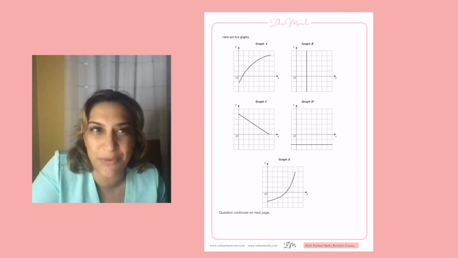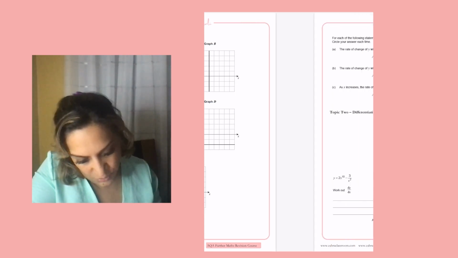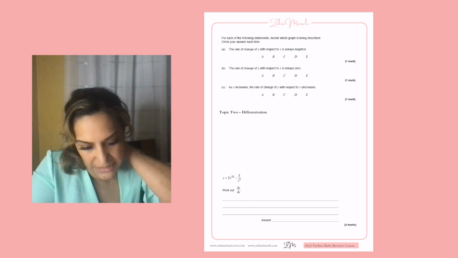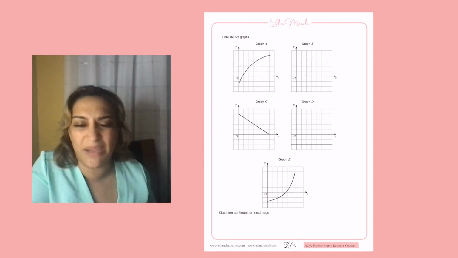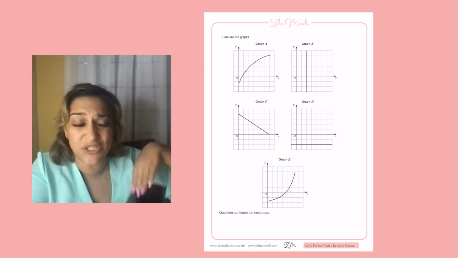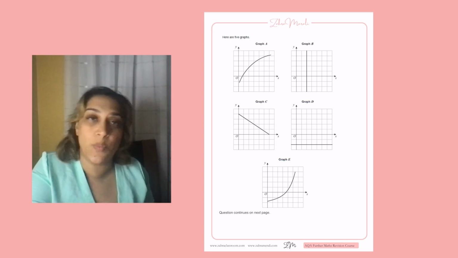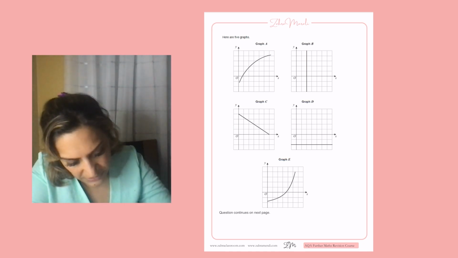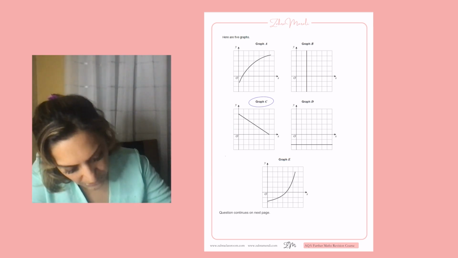Okay, now we've got 5 graphs, and the question asks us different things about them. So the first bit is the rate of change is always negative. That means it's always going to be sloping downwards no matter which point we look at. So if we have a look, that's going to be graph C. So graph C, we know, is always negative.